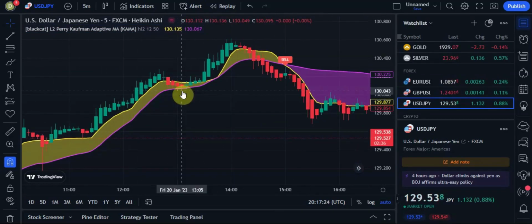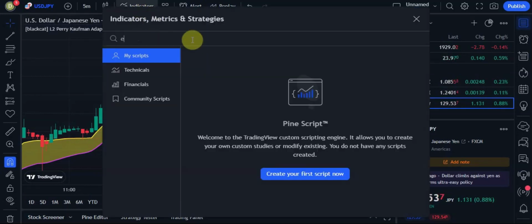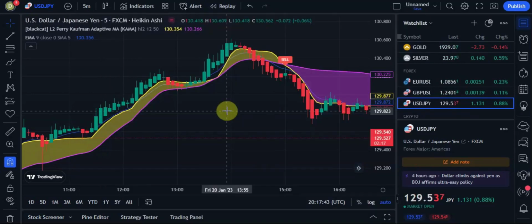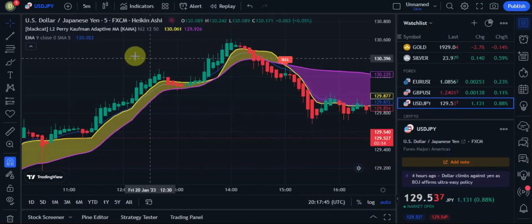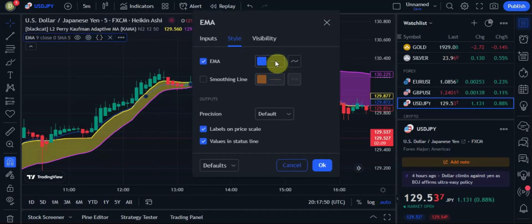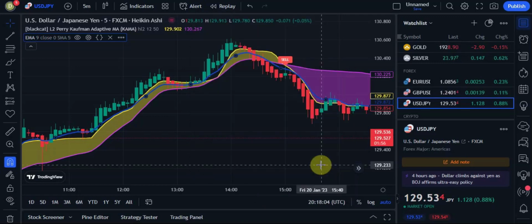Okay, now the second indicator that we'll add is called moving average exponential, but we can just type in EMA and it should pop up here for us. Here we go. Let's add this to our chart. And let's make some quick changes here as well. Let's go to the settings and then style, and we're just gonna make the line a little bit thicker, just so that it stands out a bit more. Alright, we could even make it a bit darker blue, I guess. Yeah, that should work. Okay, hit OK. So now our setup is ready.